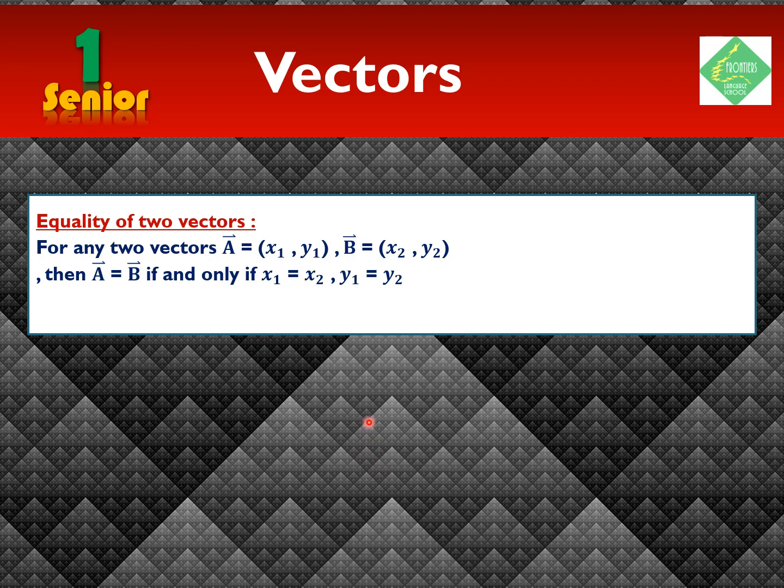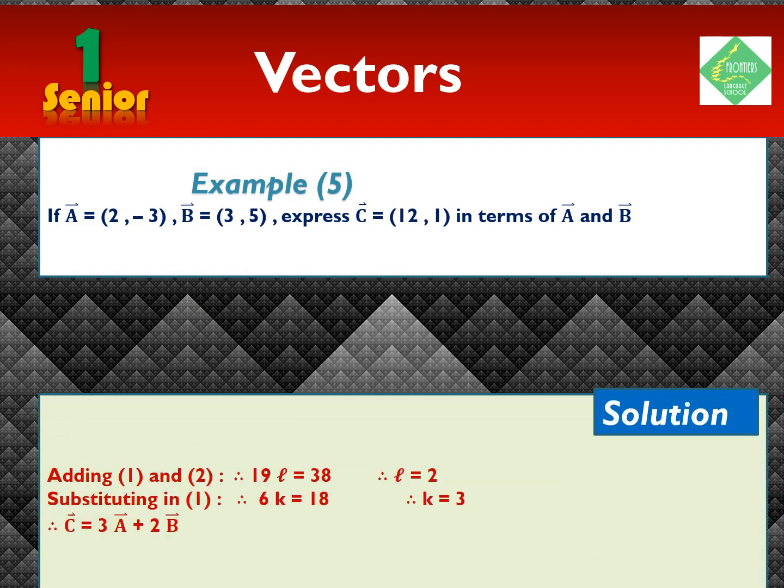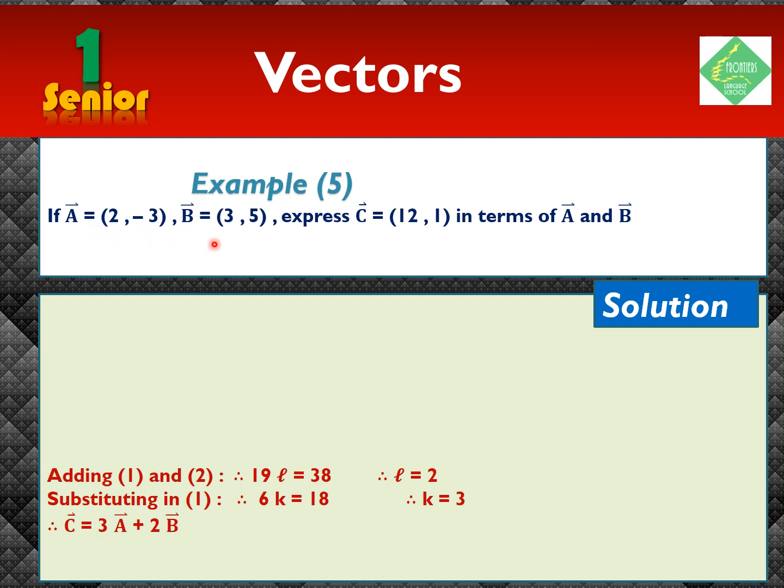When you have equality between two vectors, the x coordinate in A equals the x coordinate in B when A equals B, and the y coordinate in A equals the y coordinate in B when A equals B. If A is 2 and negative 3, B is 3 and 5, express C, which is 12 and 1, in terms of A and B. So you will put C equals kA plus lB, and now you are searching to find k and l.